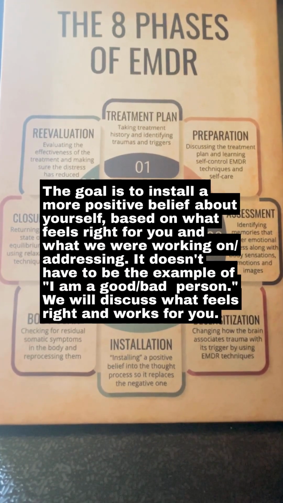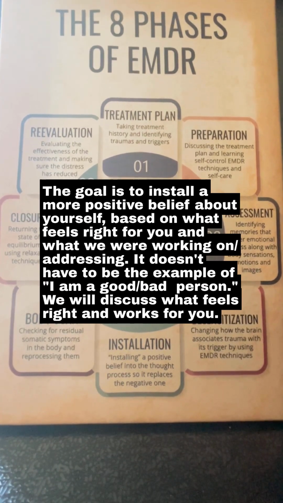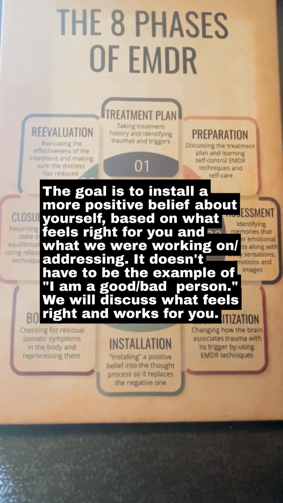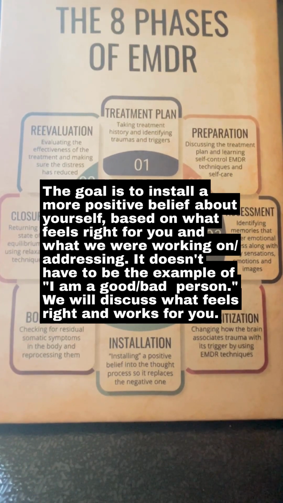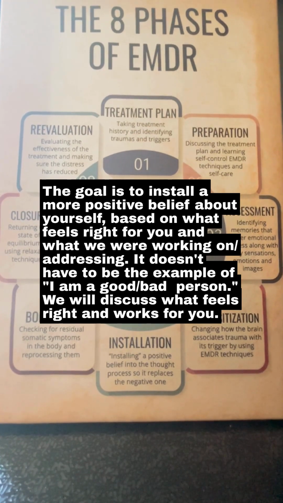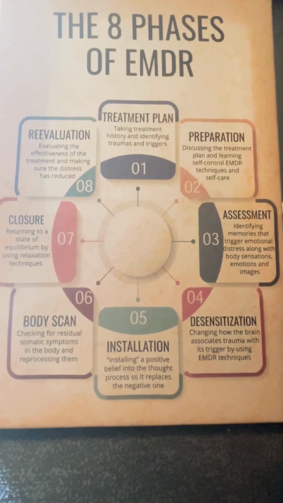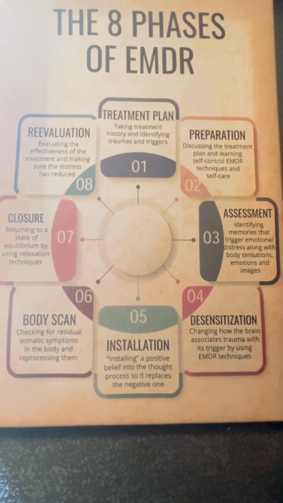So this is usually where I ask you to hold that memory that we've been working on and the thought "I am a good person" together. And then we start doing those eye movements with it, so that hopefully when I ask you on a 1 to 7 scale, you believe that you are a good person and that number is maybe a 6 or 7. So as soon as we're done with stage 5, we move on to stage 6, which is the body scan.